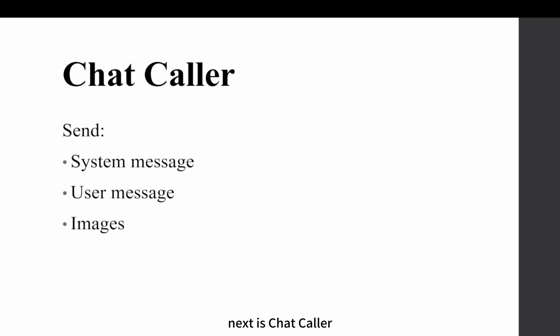Next is the chat caller. This is a chat completion API call to Nexa Serve. We send three things to the model: a system message that contains the text context, a user message with the user's question, and the images as image input. Following this step, we will have a backend. Now it's time to make a simple front end with a tool like Gradio UI.